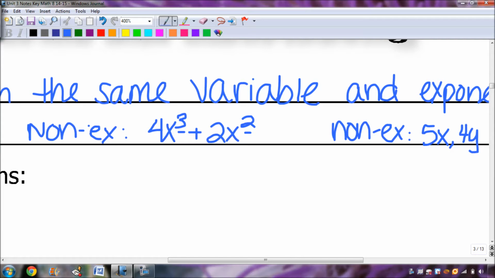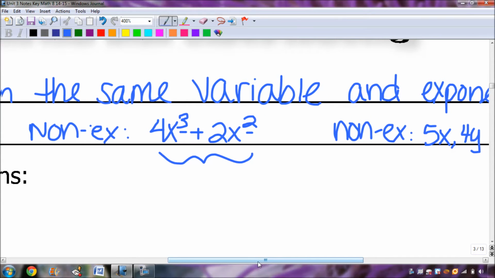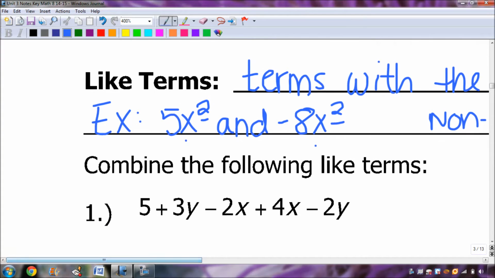Now remember, when we did scientific notation, we were not allowed to add these numbers together when the exponents were different. The same thing applies when we are combining like terms. So let's go ahead and combine some like terms.